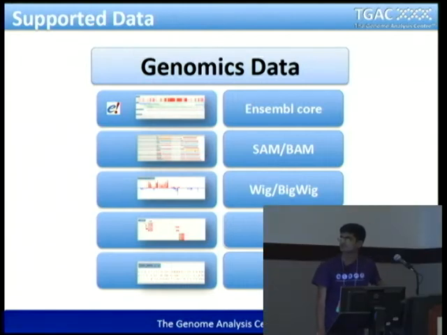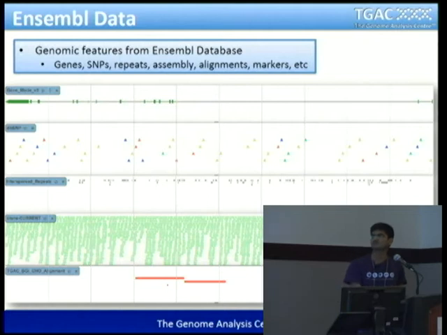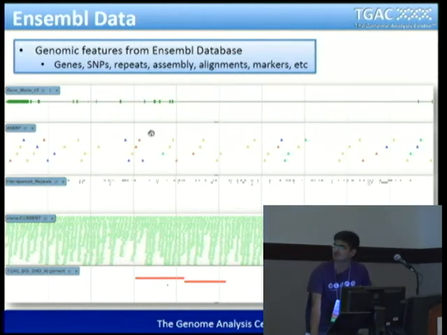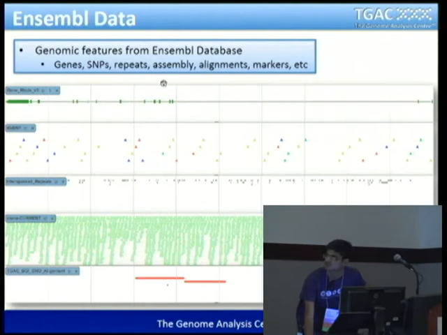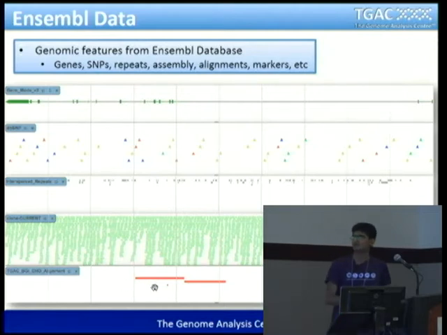From the Ensembl core schema, we can visualize all the different things like genes, SNPs, repeats and assembly. As a standard, you can see the genes with the exons and the introns, SNPs as triangles with different colors based on the transition and the transversion, and all the repeats. Here you can see the assembly tracks, like the clones mapped to the contig or scaffold, and the alignments mapped to the reference. We also visualize markers on the chromosomal information; you can see markers on the side of the chromosome view.